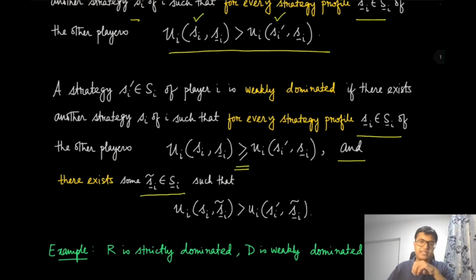What that means is that whenever you are looking at these two strategies, Si and Si prime of this player i, for every strategy profile, whatever the other players are picking, you will be at least better off playing Si than playing Si prime. But there should be one such strategy profile of the other players where you are getting strictly better off. If you are not having that, then we will not even call it a weakly dominated strategy. If it happens to be the same for all these profiles, then there is no reason to call it domination of any kind.